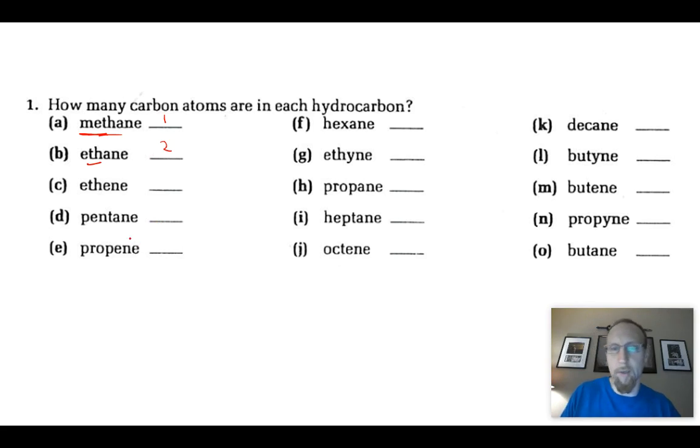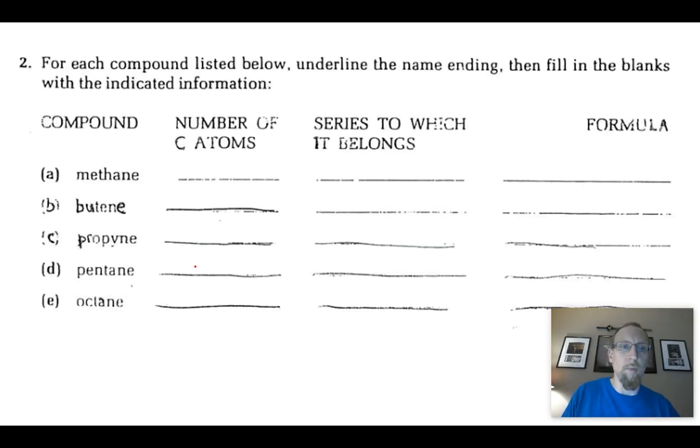So the parts get a little bit harder as we go. So part 2, I want you to first say the number of carbon atoms. So we look at the prefix. Meth is 1. Next, I want to know the series that it belongs to. So that's table Q. Are they alkanes, alkenes, or alkynes? So this ends in ane. So it's an alkane. So that's what I want you to write here.